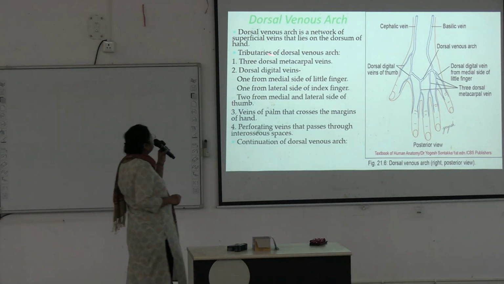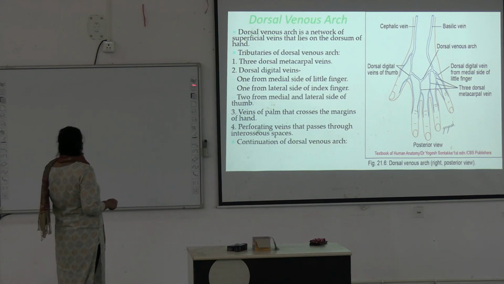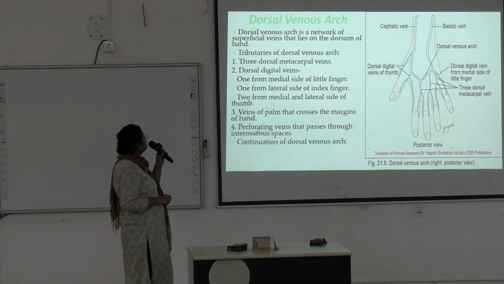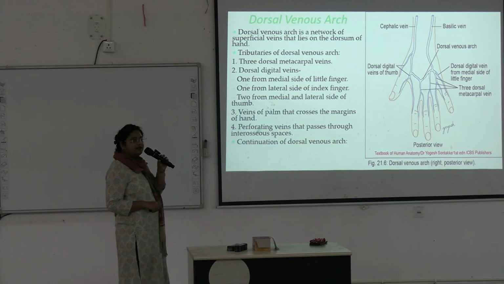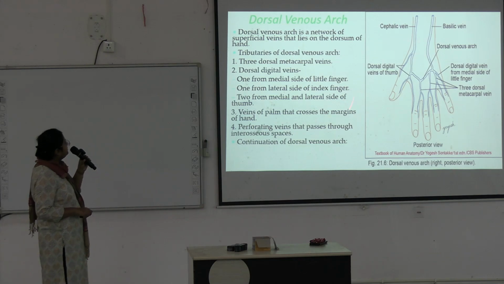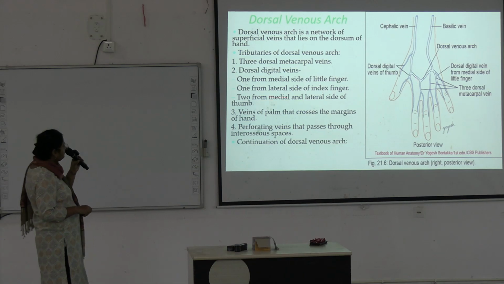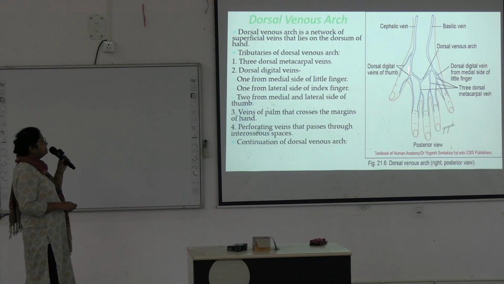The dorsal venous arch is a network of superficial veins that lies on the dorsum of the hand. The tributaries of the dorsal venous arch are these three dorsal metacarpal veins and the dorsal digital veins. One from the medial side of the little finger, one from the lateral side of the index finger, and two from the medial and lateral side of the thumb. These are the dorsal digital veins.